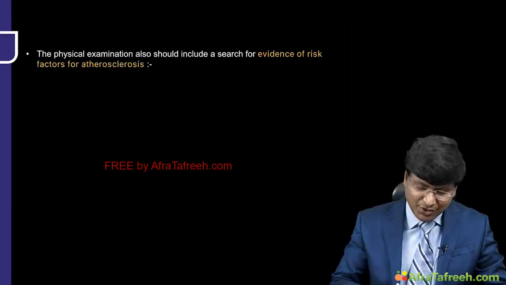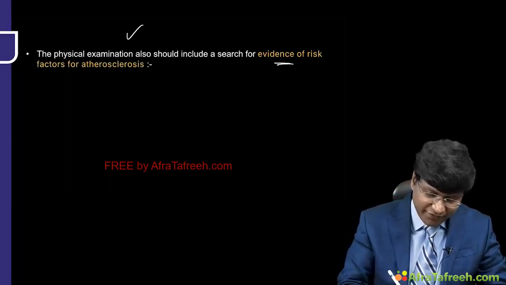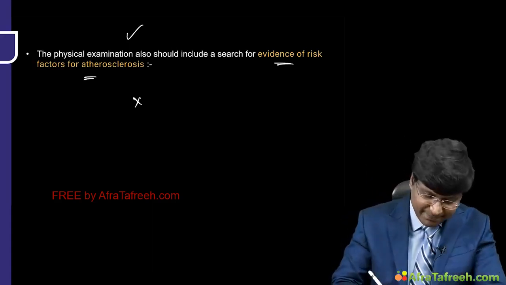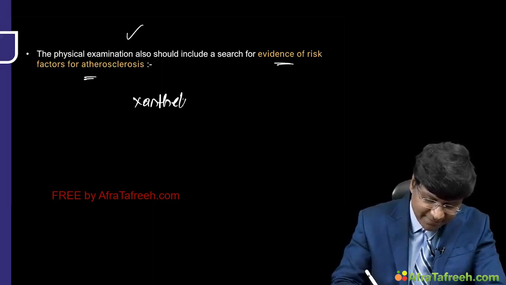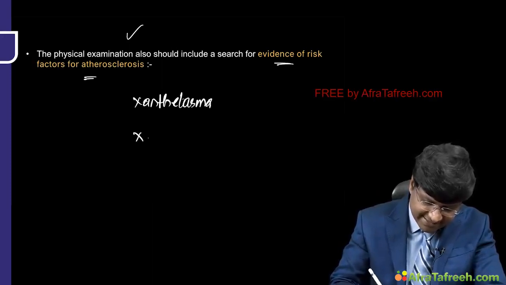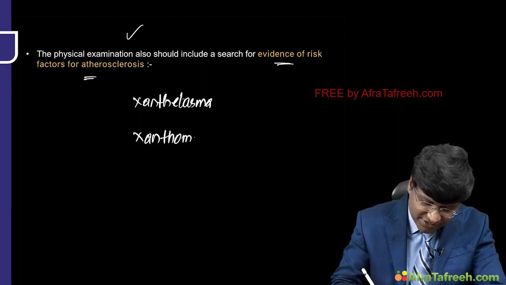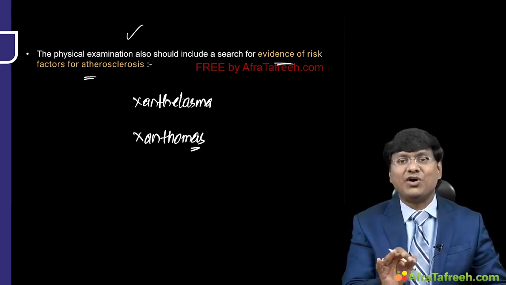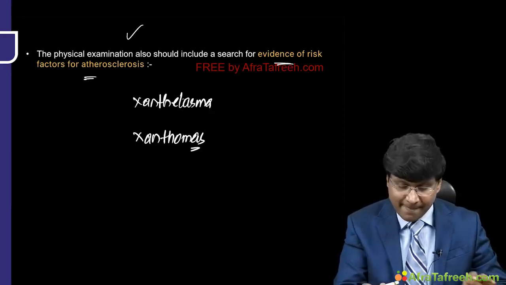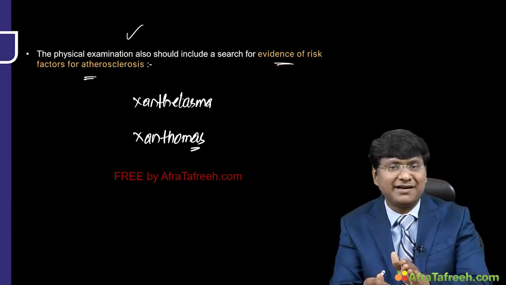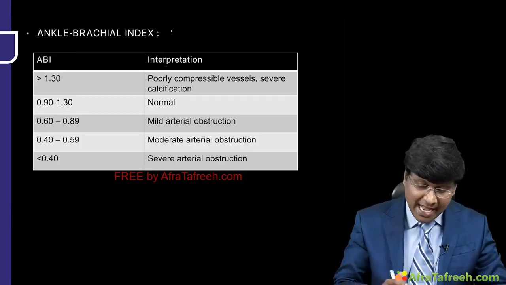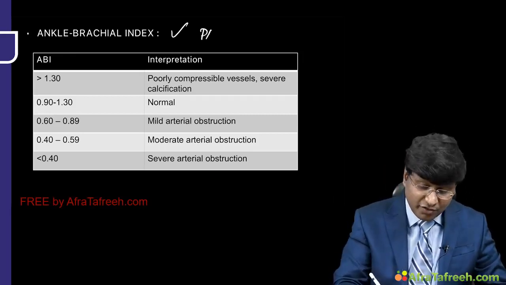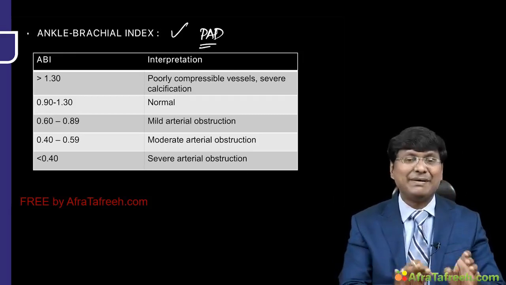Okay, and you also need to look for the evidence of risk factors for atherosclerosis on examination. What are those? That includes the presence of the xanthelasma and the presence of the xanthomas. So these are the two things that will tell you about the presence of the atherosclerosis. Next, in order to check if there is development of peripheral arterial disease secondary to atherosclerosis, how can you measure that? That is by ankle brachial index.